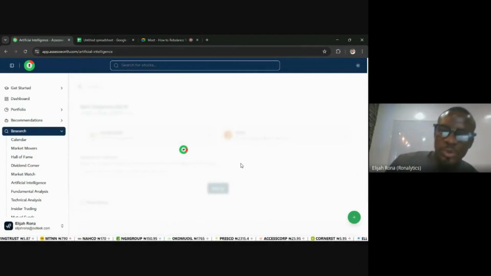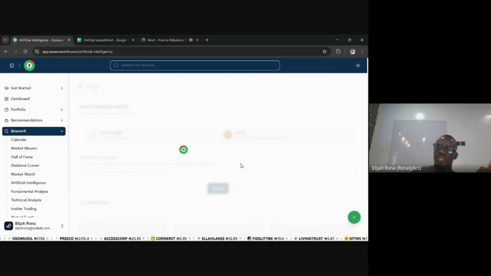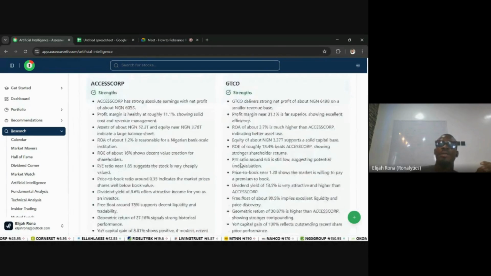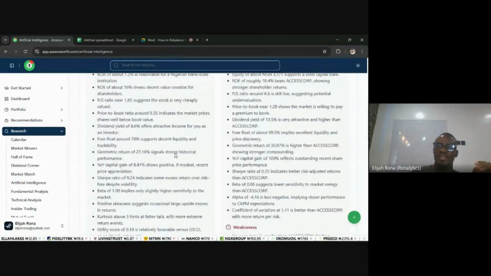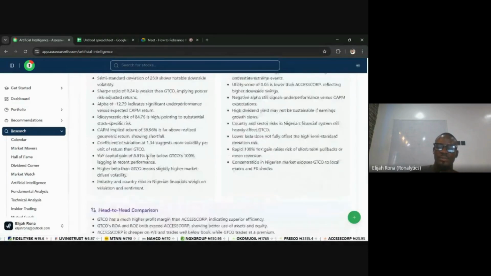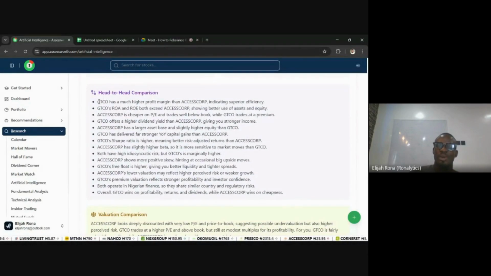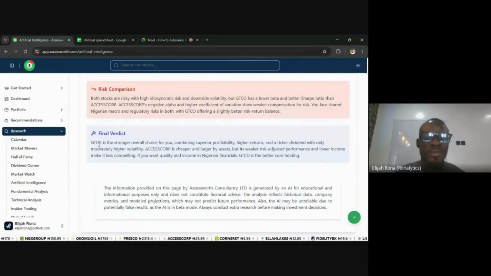Let's ask AI to see what AI will say about the two companies, because they are both tier 1 banks. So we have FUGAZ: First Bank, UBA, GT Bank, Access Bank, and Zenith Bank. These are doing well. So we are comparing them with AI, seeing their strengths and weaknesses. Head-to-head comparison: GT Bank has the higher profit margin than Access Corporation, indicating superior profitability. Let's just go to the final verdict.